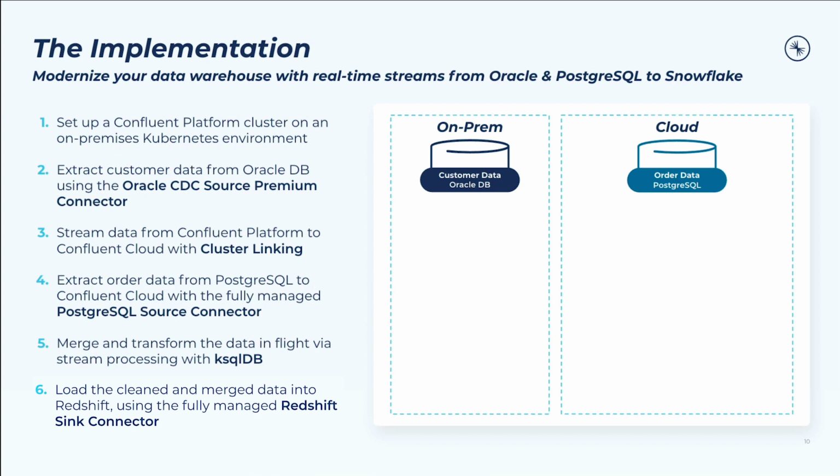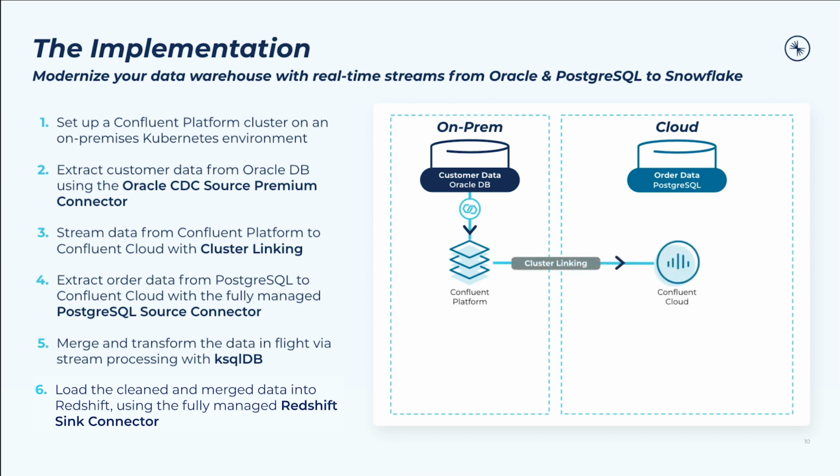Number one, we'll set up a self-managed Confluent Platform cluster on an on-prem Kubernetes environment. Two, we'll extract customer data from Oracle to Confluent Platform using the Oracle CDC Source Premium connector. In this demo, we're choosing to start with an on-prem environment running in Kubernetes to match the environment of our Oracle database, which we already said was on-prem. But you can also choose to connect your Oracle database directly to Confluent Cloud through that same CDC connector if you'd like.